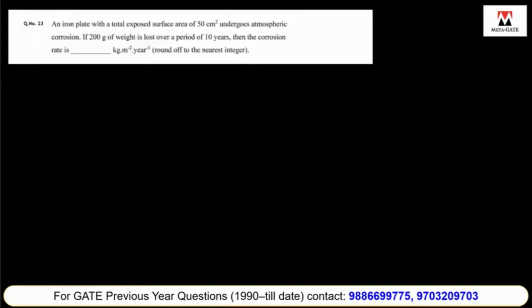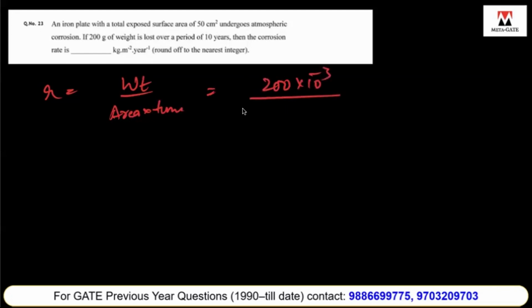The iron plate with total exposed surface area of 50 centimeter square undergoes an atmospheric corrosion of 200 grams, and the weight lost is over a period of time. Then the corrosion rate is, so for calculating corrosion rate, we know corrosion rate is nothing but the weight divided by area into time. Weight is given as 200 grams. And area is given as 50 centimeters square.